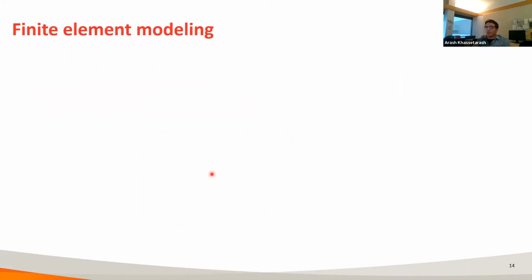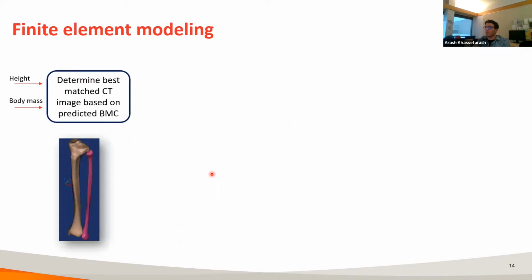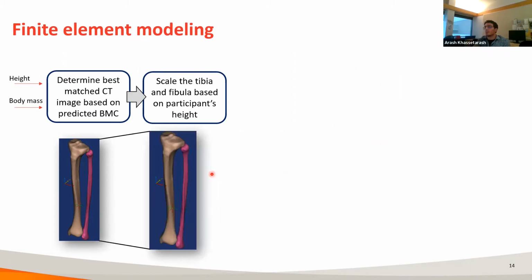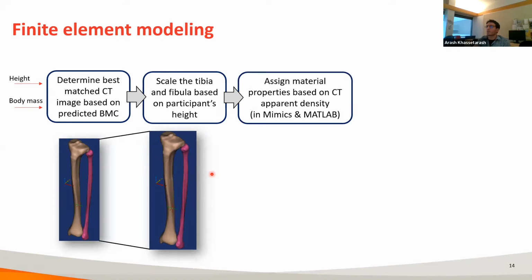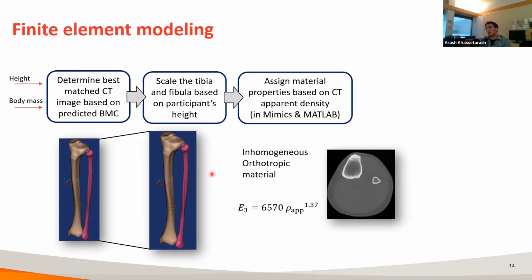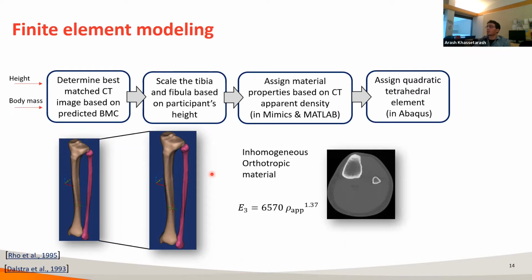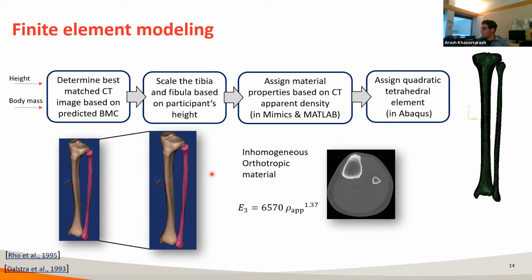So we talked a lot about the FE model. To reiterate, we took the height and body mass of our participants and determined the best matched CT image based on predicted bone mineral content. Then we scaled the tibia and fibula based on participants' height and assigned material properties based on CT apparent density. We considered the bone as an inhomogeneous orthotropic material, where Young's modulus is a function of the apparent density of the CT. We used quadratic tetrahedral elements in Abaqus for meshing the FE model, with an average element size of 2 millimeters, which resulted in around 310,000 elements for the tibia and 70,000 elements for the fibula.